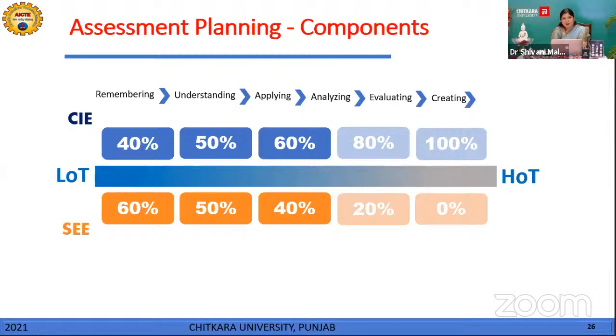See, continuous internal evaluation weightage is defined by these blue boxes, and semester end term examination, or evaluation, you may take it, is defined by the orange boxes. And if you see, the sum of these two comes out to be 100%. Then you have a bar which shows movement from LOT, that is low order thinking skills, to HOT, high order thinking skills. In order to evaluate high order thinking skills, the weightage of continuous internal evaluation should be more. The more it is, the better way you will be evaluating high order thinking skills.